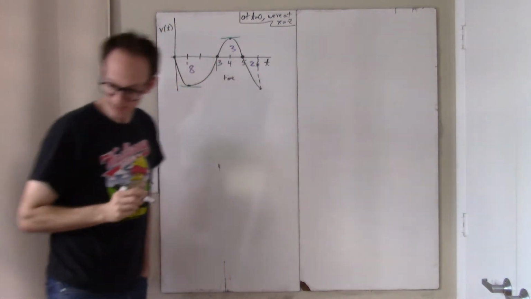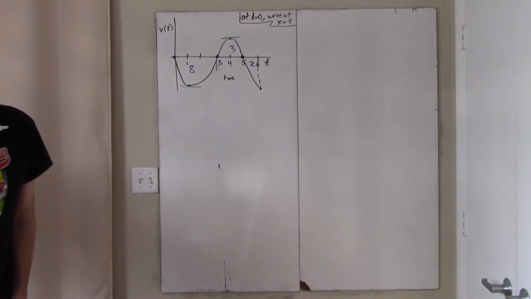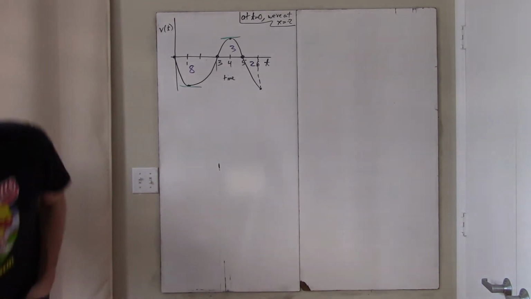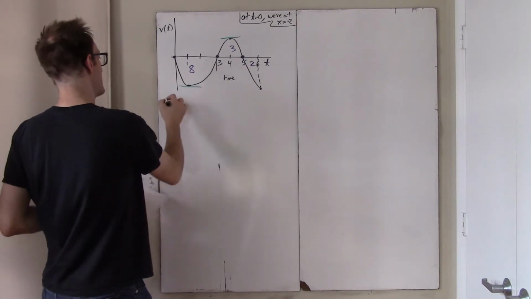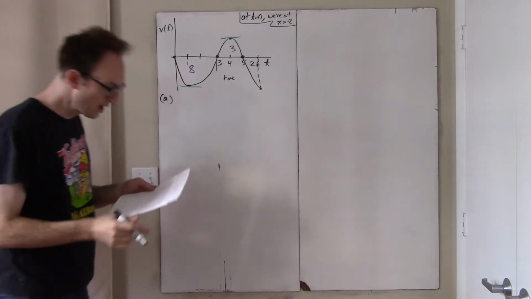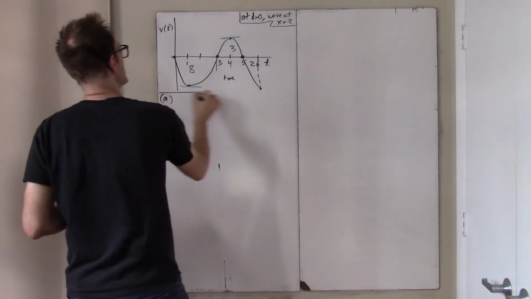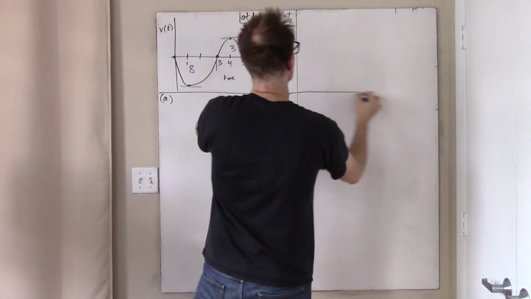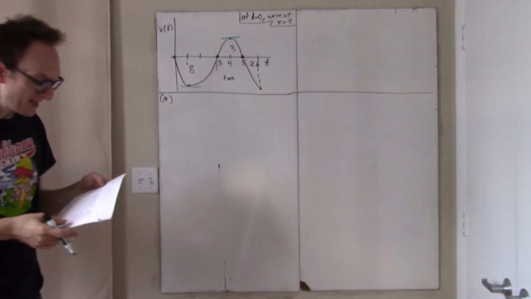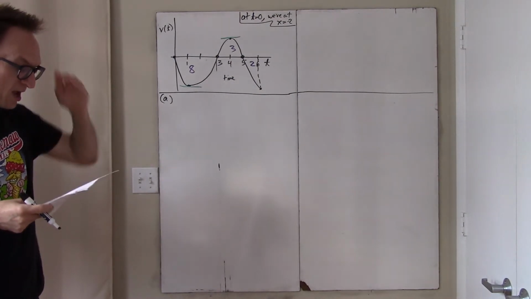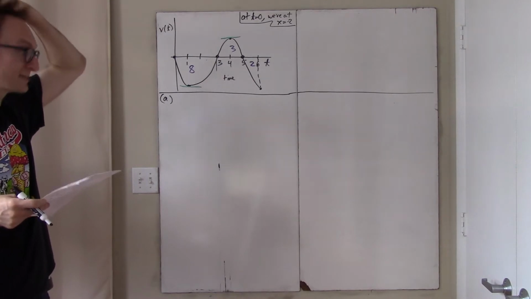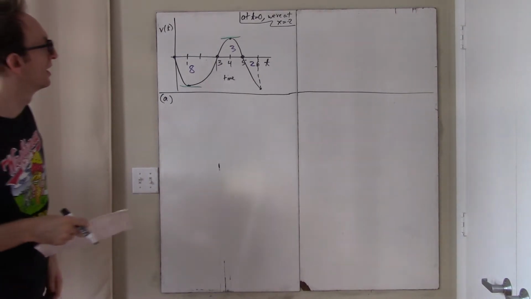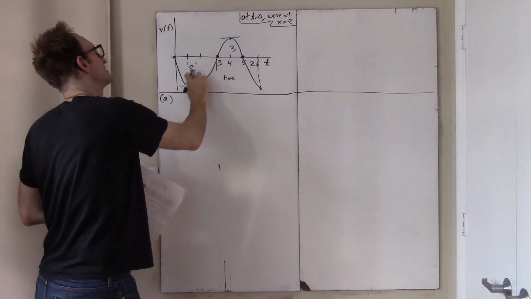Okay, so maybe this is not so hard to figure out what's going on. Let's see, should we discuss or should we just begin? Maybe we just begin. Part A. Let's go. Find both the time and position of the particle when the particle is farthest to the left. Okay, when is the particle farthest to the left?